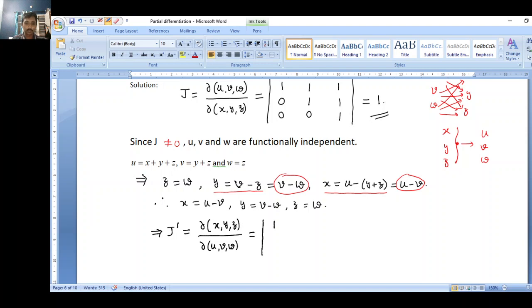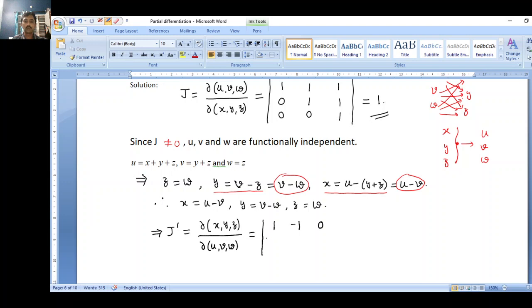And what is the second term? Dou x by dou v. Now what will be dou v? This term will be 0 because we have minus v. The second term will be minus 1. Okay? Dou x by dou w, because it does not contain a w term at all, this will simply be 0. Okay, so the first row would be 1, minus 1 and 0.